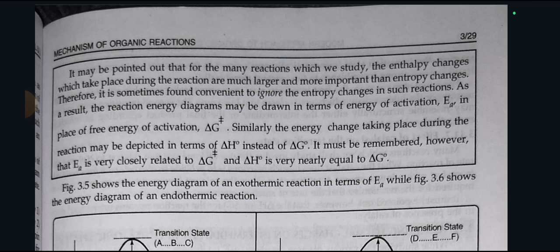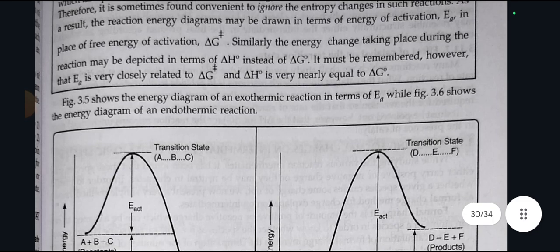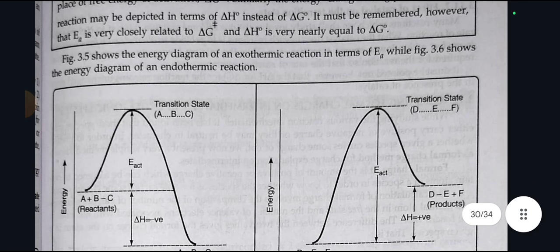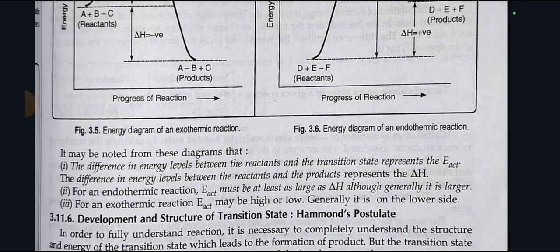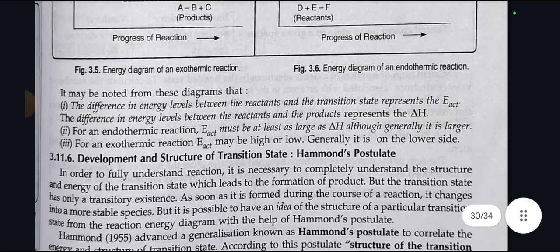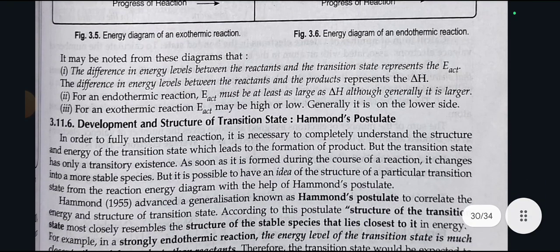It may be reminded, however, that E_A is very closely related to delta G double dagger, and delta H naught is very nearly equal to delta G naught. Figure 3.5 shows the energy diagram of an exothermic reaction in terms of E_A, while figure 3.6 shows the energy diagram of an endothermic reaction. Figure 3.5 energy diagram of an exothermic reaction. Figure 3.6 energy diagram of an endothermic reaction.